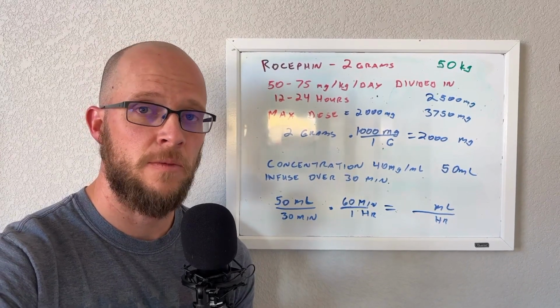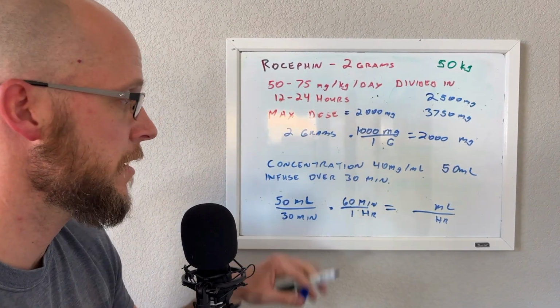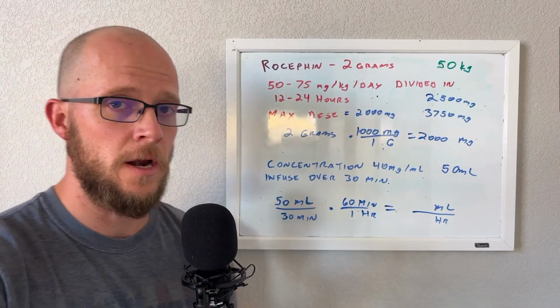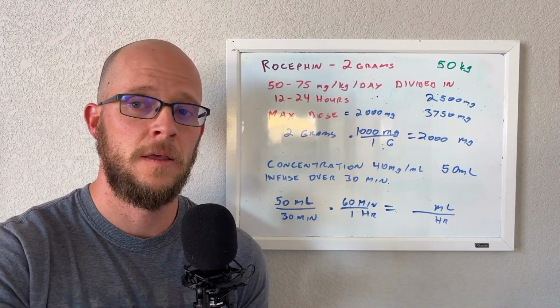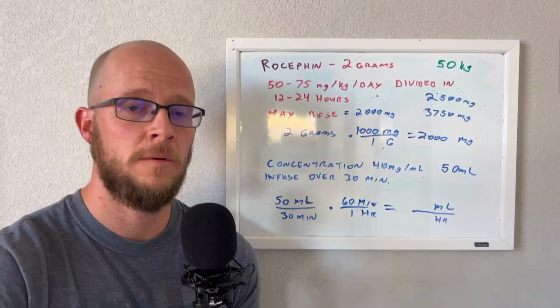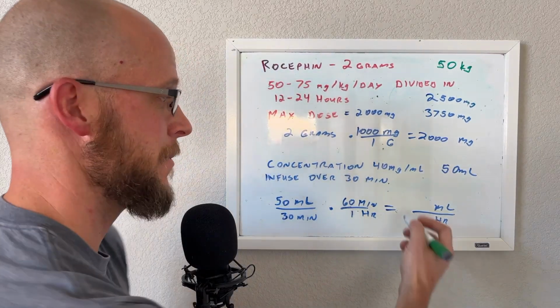Right, you should have gotten 3,000, okay? But you're not done because you still have the 30 minutes, okay? So then 30 times 1 is 30, okay? So now you have a fraction 3,000 over 30. So then if you do 3,000 divided by 30, what do you get on that one? Right, that's 100 milliliters.